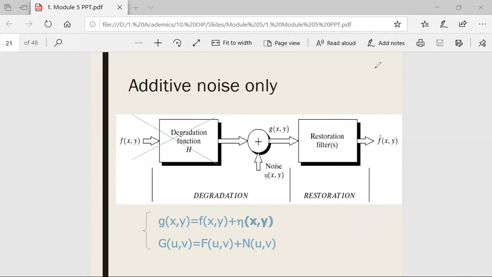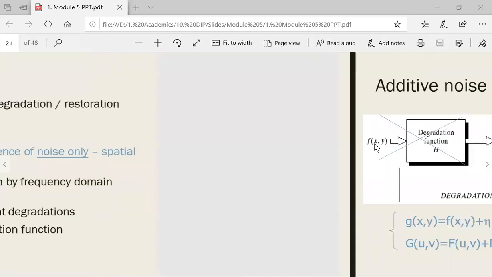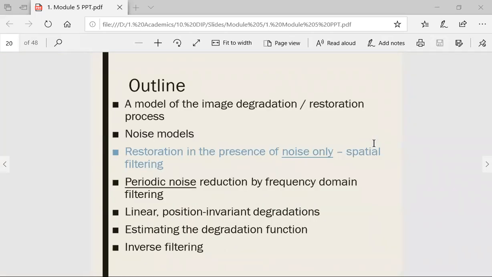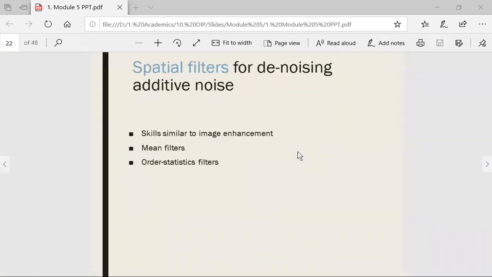This is about the restoration in the presence of noise only, spatial filtering. Spatial filtering has the following filters, which are similar to image enhancement, but we'll be using two more filters, that is mean filters and order statistics filters.